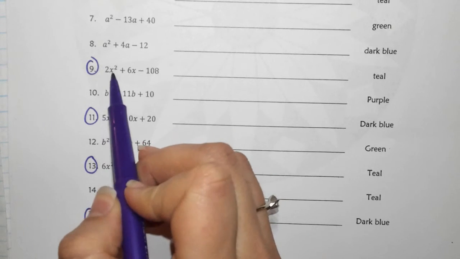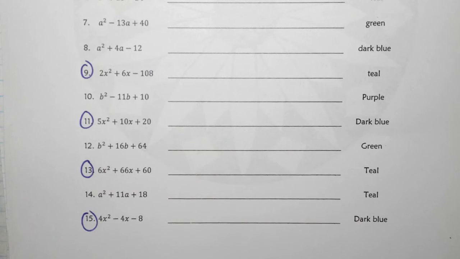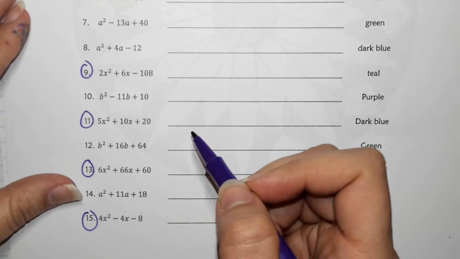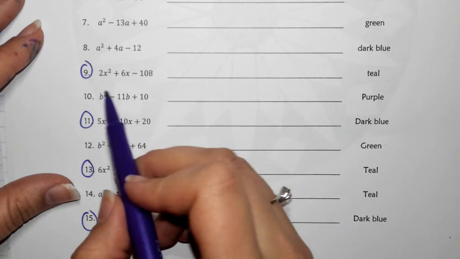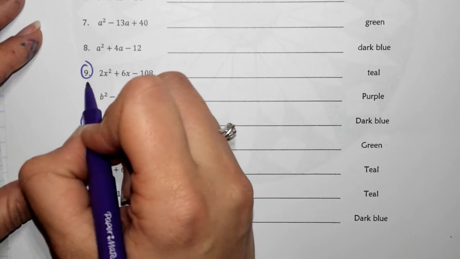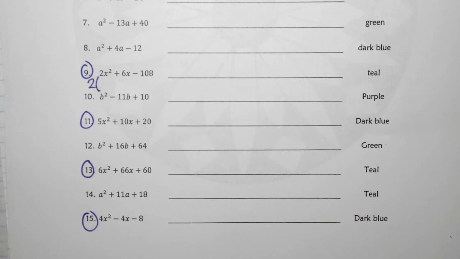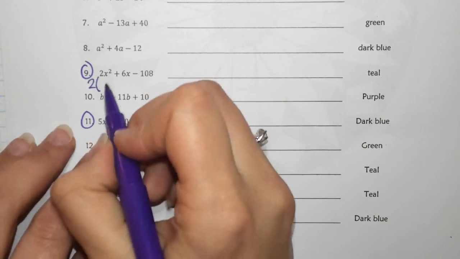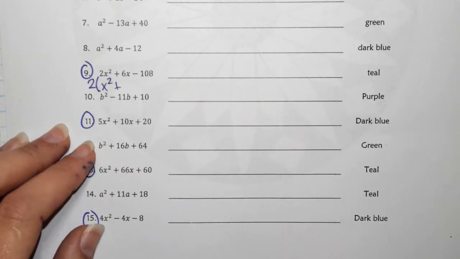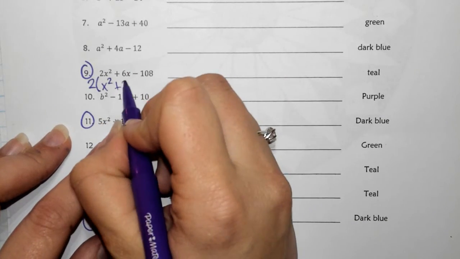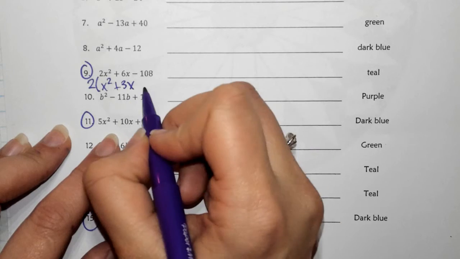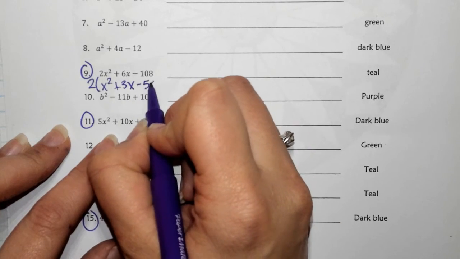So what's the greatest common factor of 2, 6, and 108? On number 9 was the 2. So if you factor that out, you divide it. What's 2 divided by 2? 1. So you have x squared. What's 6x divided by 2? And 108 divided by 2? Negative 54.